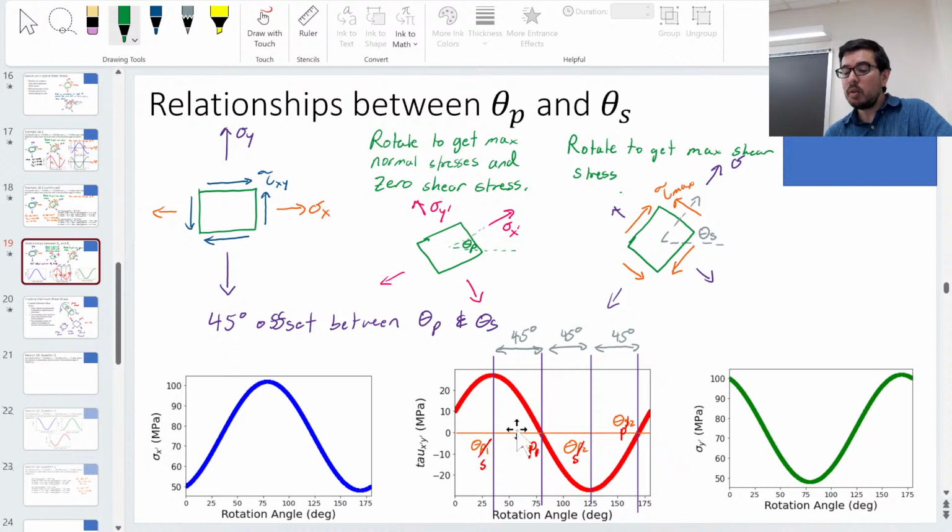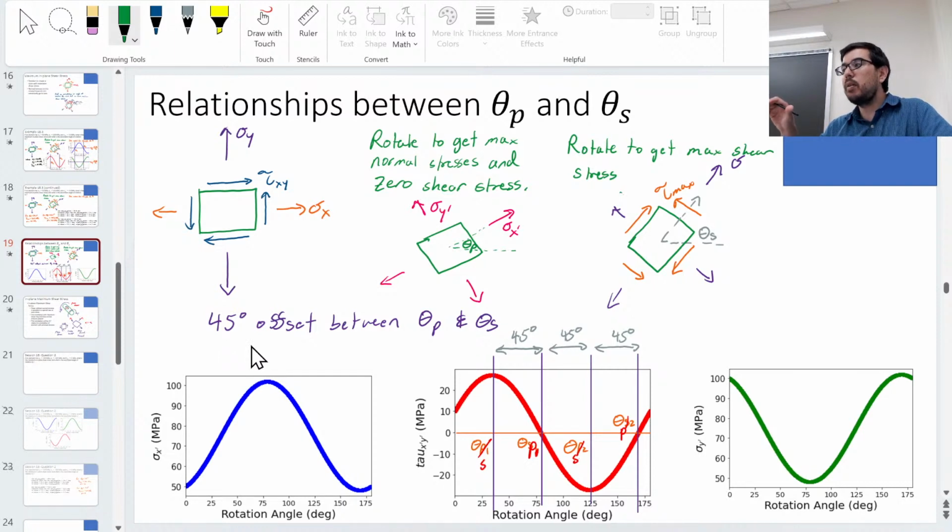So another thing to point out here is that the offset between, say, theta P, which corresponds to the angle where you have the principal stresses, and theta S, which corresponds to the state where you have the maximum in-plane shear stresses, is 45 degrees. These are 45 degrees offset from each other.